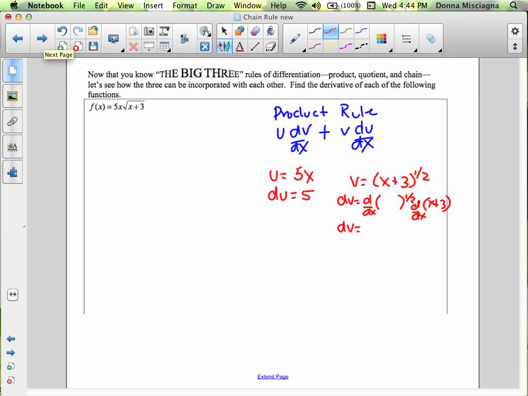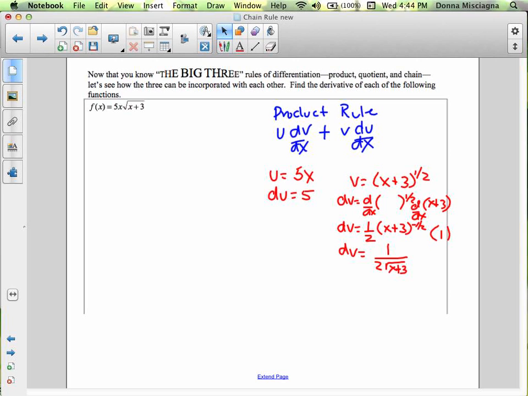So dv equals, all right, so the derivative of block to the 1/2 is 1/2 block, and then 1/2 minus 1 is negative 1/2. And of course, the block is x plus 3. The derivative of x plus 3 is really easy because it's just a 1. So let's rewrite this. So we have a 1 in the numerator and 2 square roots of x plus 3. If it's complicated, I'll leave it as a rational exponent, but I think it looks a little nicer with the radical there. It's totally your choice. All right, so now we have the derivative. So now let's find the derivative of the whole function.